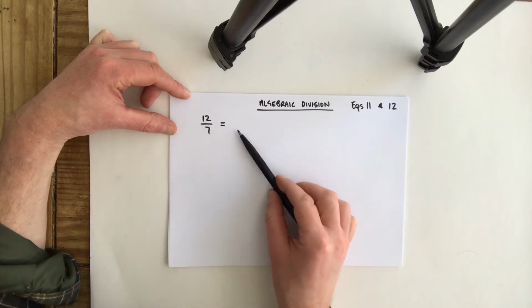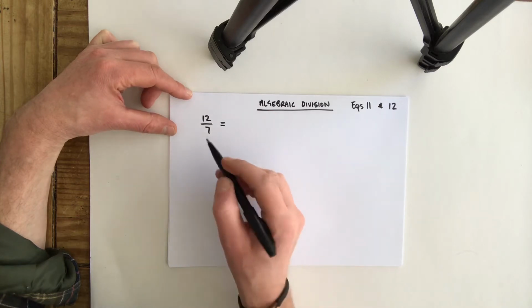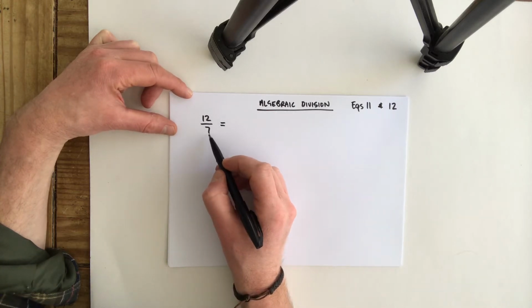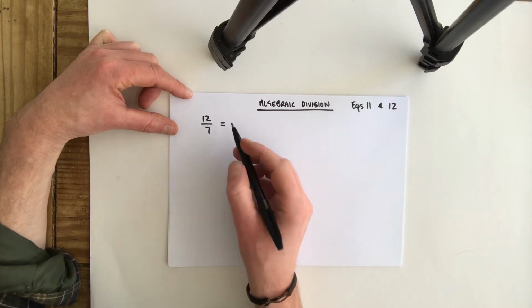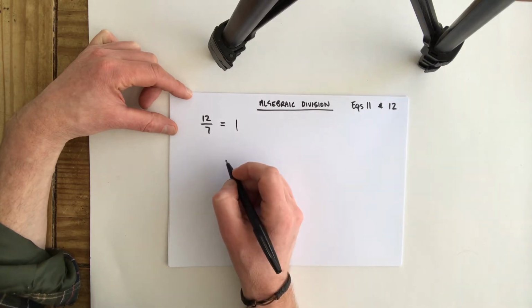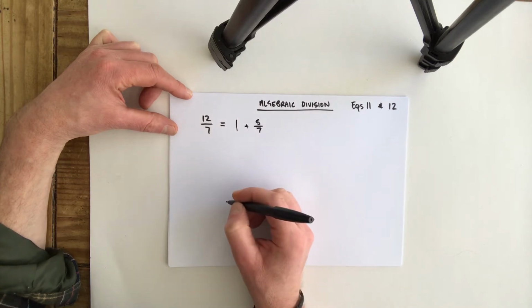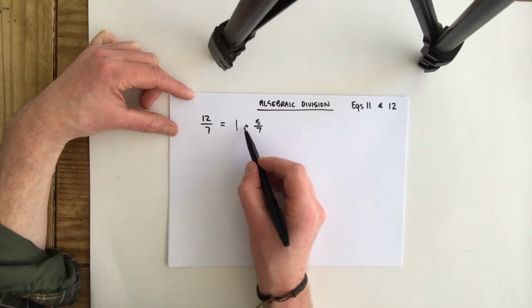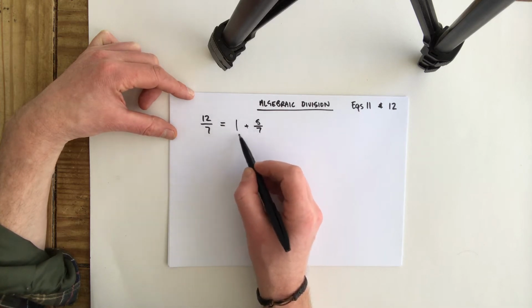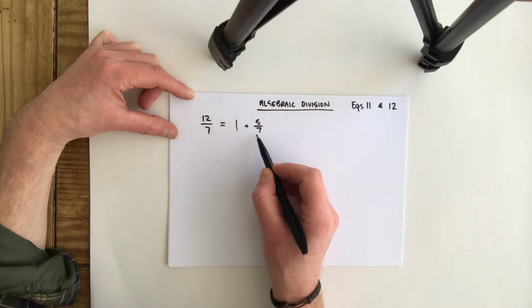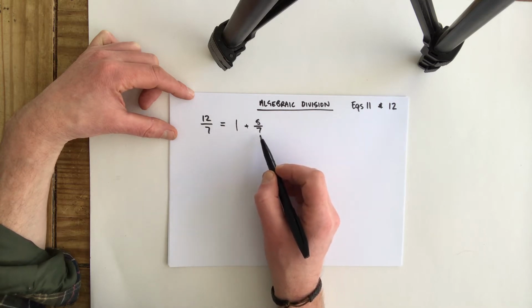Before I write this as two separate fractions added together, I'm going to work out the whole number part of it. So how many 7s in 12? There's obviously one whole, and 5/7 remaining. So first we have to work out for our algebraic fractions what this thing here is, and then when I have my remainder, I can write that in partial fractions if I wish.